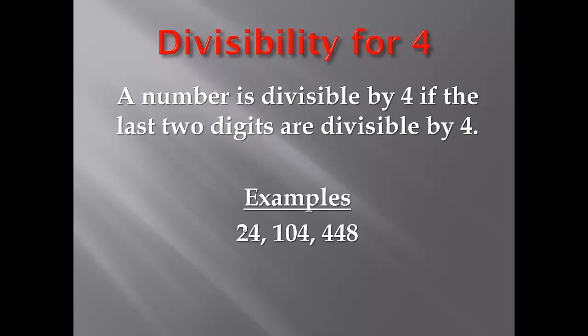Next is our divisibility rule for 4. A number is divisible by 4 if the last two digits are divisible by 4. So now let's look at our examples. The first number we have is 24. 24 only has two digits, so we have to use the whole thing. 24 is divisible by 4. We can divide that by 4 because 4 times 6 equals 24.